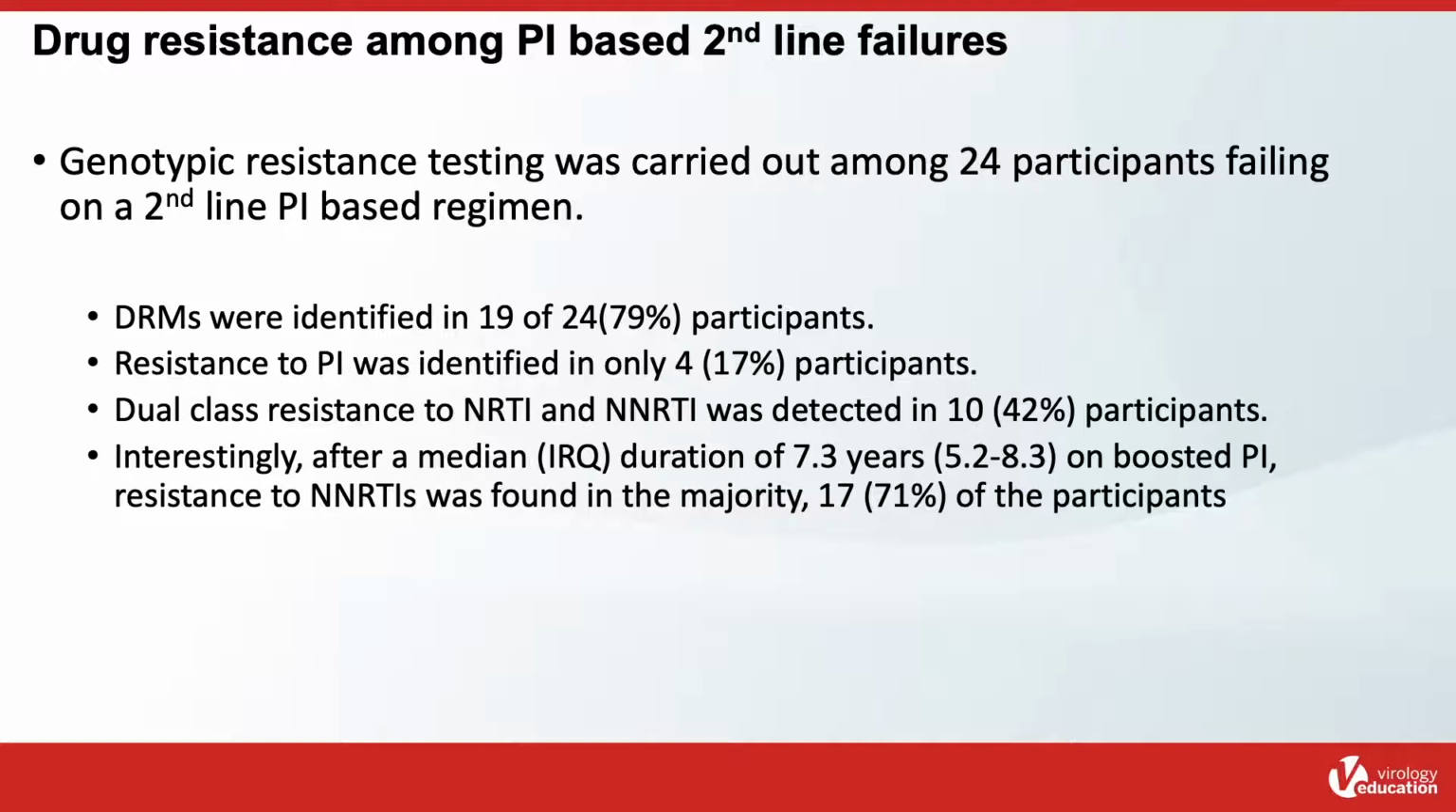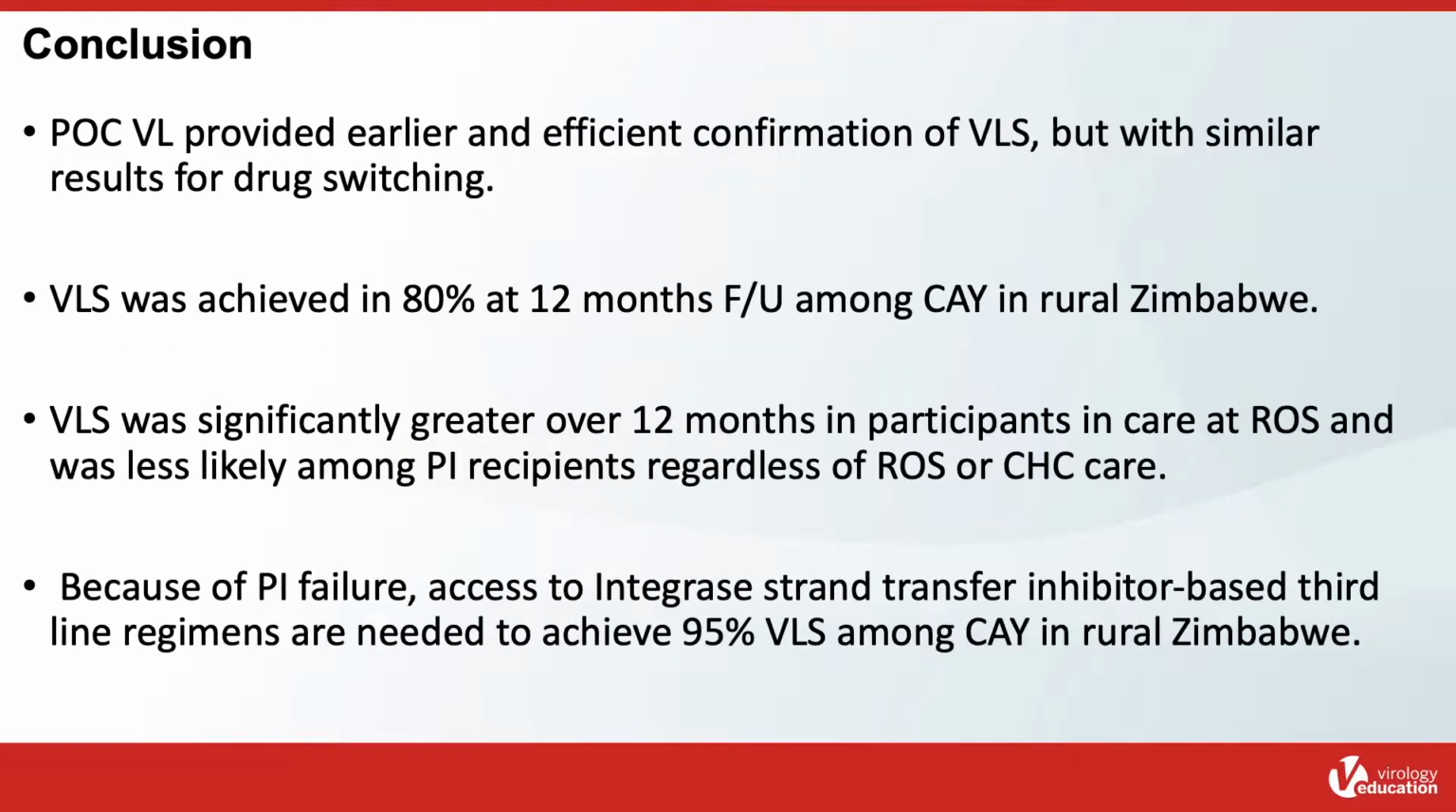17 of the participants. In conclusion, point-of-care viral load provided earlier and efficient confirmation of viral load suppression, but with similar results for drug switching. Viral load suppression was achieved in 80% at 12-month follow-up among children, adolescents, and young adults in rural Zimbabwe.